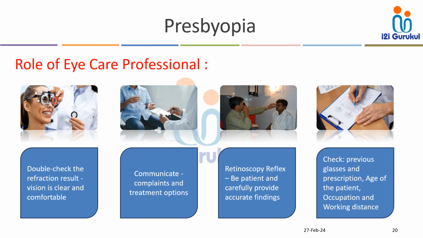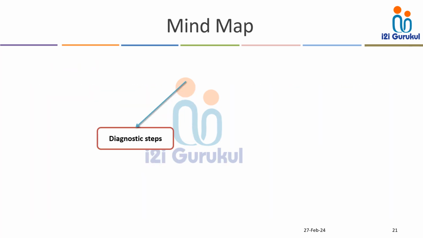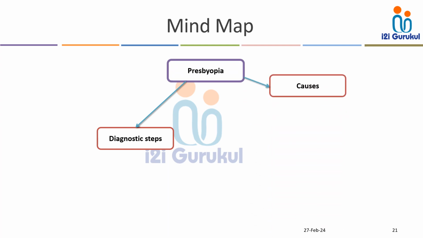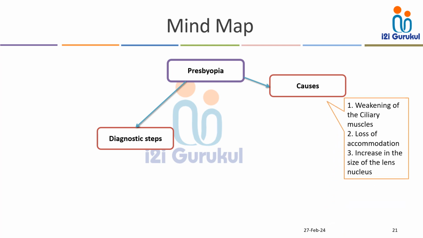So this is the role of the eye care professional in the presbyopic age group: to identify the presbyopia, communicate with them, and prescribe to that particular candidate. So now moving towards the mind map of what we learned in presbyopia. What is the definition of presbyopia, and what are the causes of presbyopia?